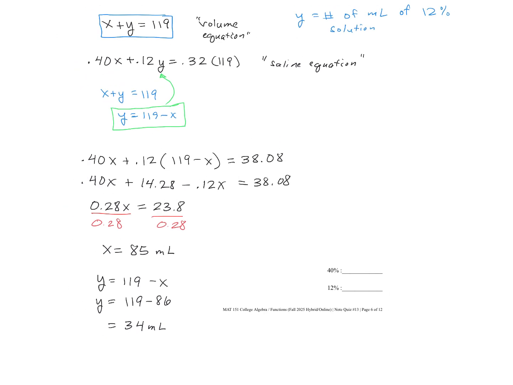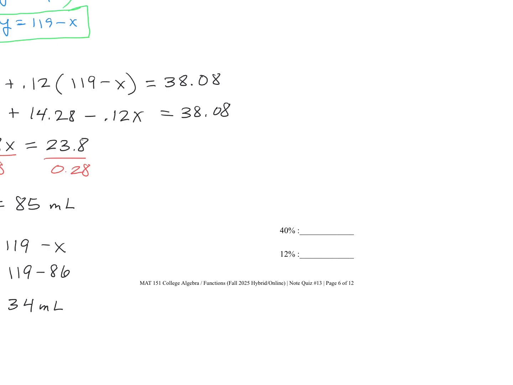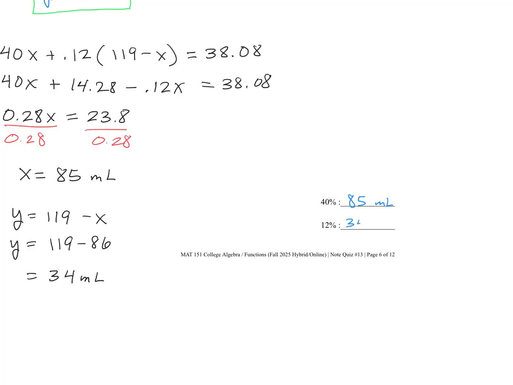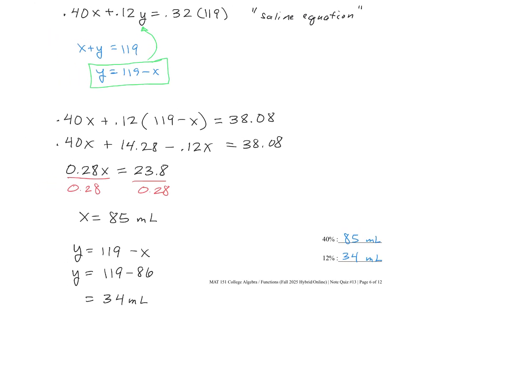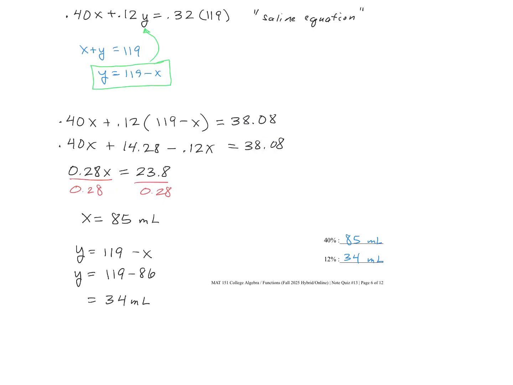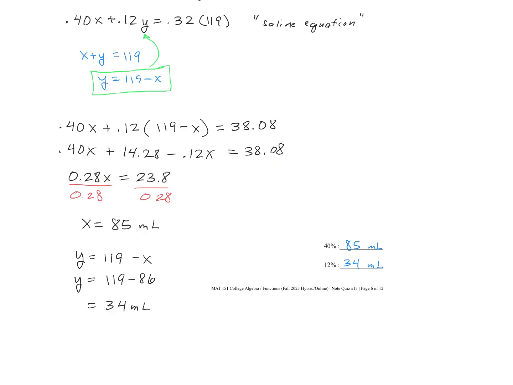Remember, x represented the amount of the 40%, so we put 85 milliliters here, and that leaves y to be the 34. If you think about our solution, those two numbers do add up to make 119, which is good. You also notice that we're taking more of the stronger one, because 32% is closer to 40%. So it makes sense that we would need a lot more of the 40% to get to that level and less of the weaker 12% stuff. So again, that's how we solve a mixture problem, and you could go back and check both equations to make sure the solution makes sense.